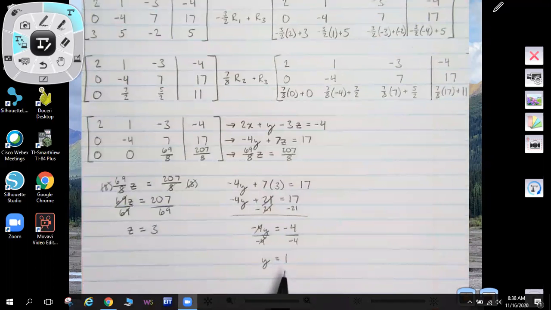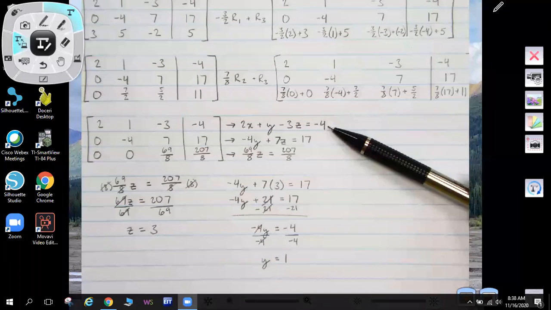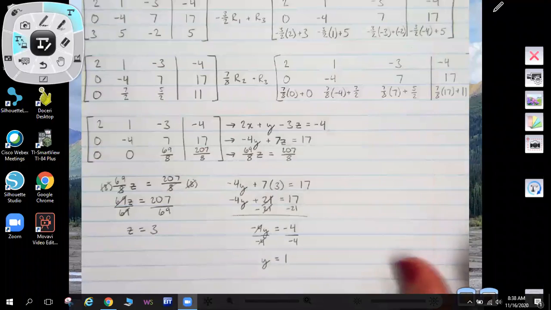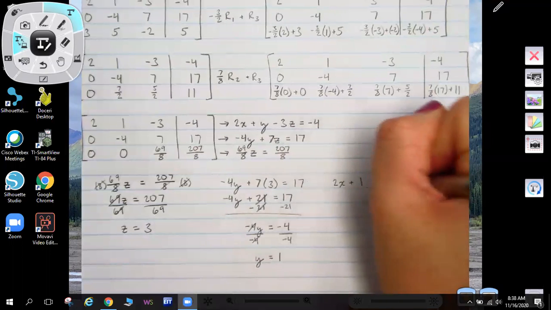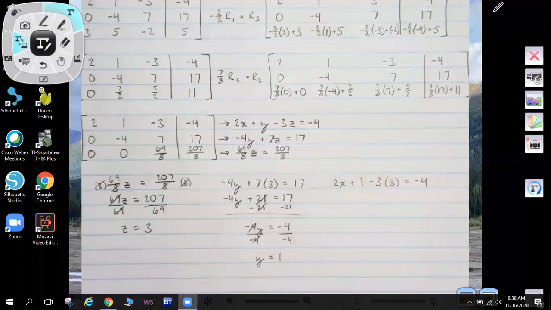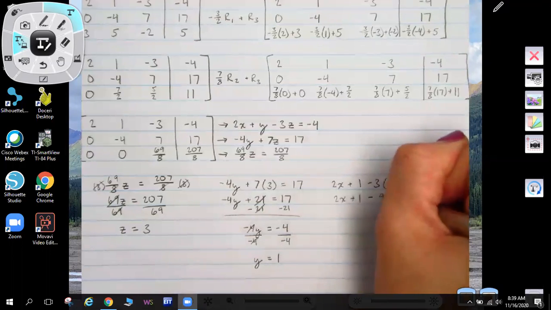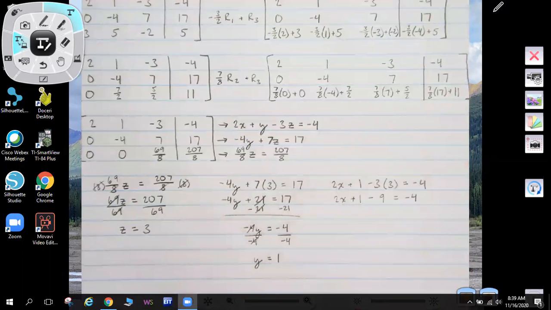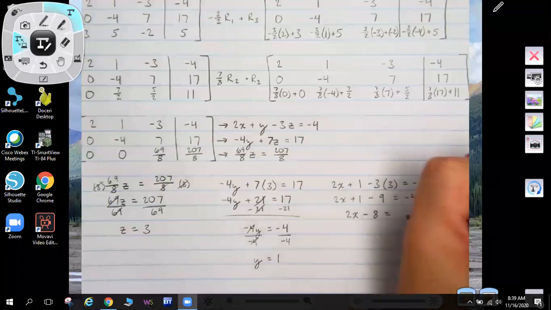Now we have a value for z, a value for y. So we're going to go back up into this first equation, plug those values in, and then we'll be able to solve for x. So 2x plus y, but we know y is 1, minus 3z, but we know z is 3, equals negative 4. Three times 3 is 9. 1 minus 9 is negative 8. So we have 2x minus 8 equals negative 4.